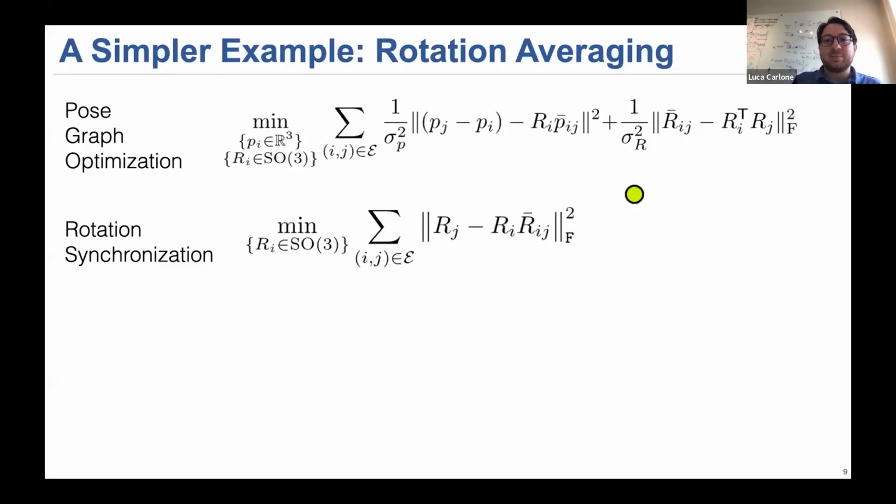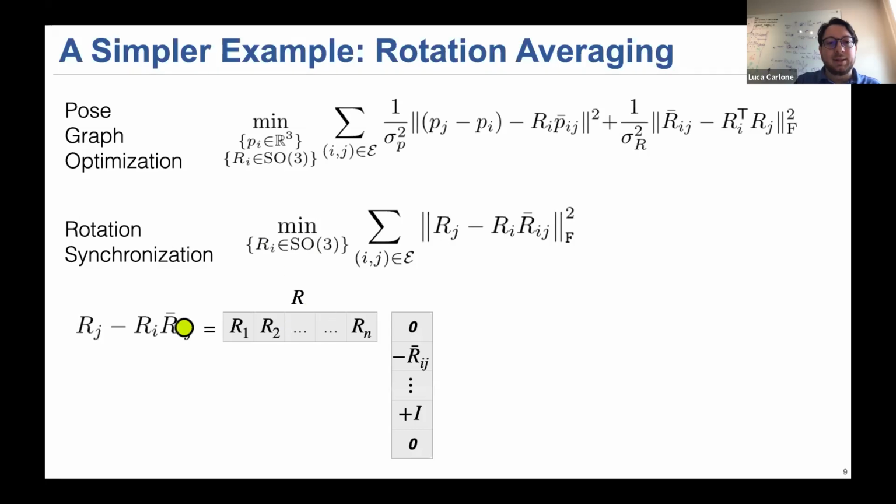So this is kind of nice and simple, right? There is a quadratic cost function, and there is some constraint here. We can manipulate this a little bit to make it even more elegant. I can rewrite this term, R_j minus R_i R_ij bar, as the product of two matrices. One is R, in which I'm stacking all the unknown rotations in my problem, so this is 3 by 3n. And I multiply it with a known matrix, which just includes the measurements and some identity. By multiplying these two, you can see that you get exactly this term.